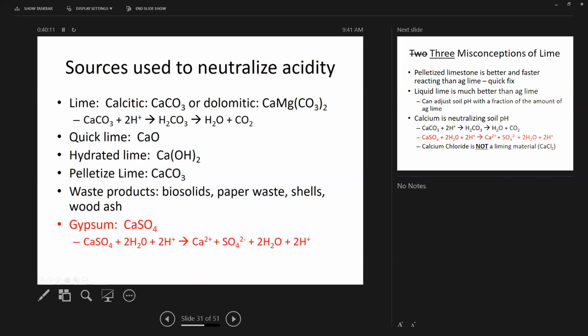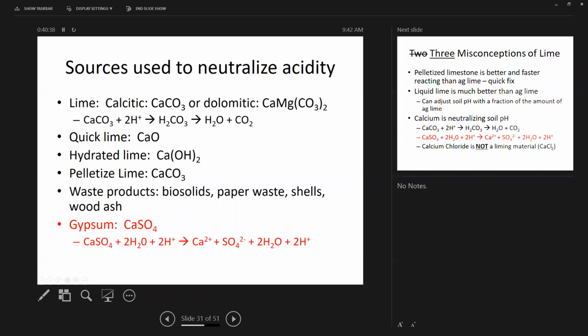Hydrated lime, it has hydroxyls. It's more reactive than the calcitic lime. Again, not as easy to use, but easier and safer to use than the calcium hydroxide or calcium oxide. Pelletized lime, all that is calcium carbonate. It's a lot of the fines bound together. And then waste products, some biosolids.